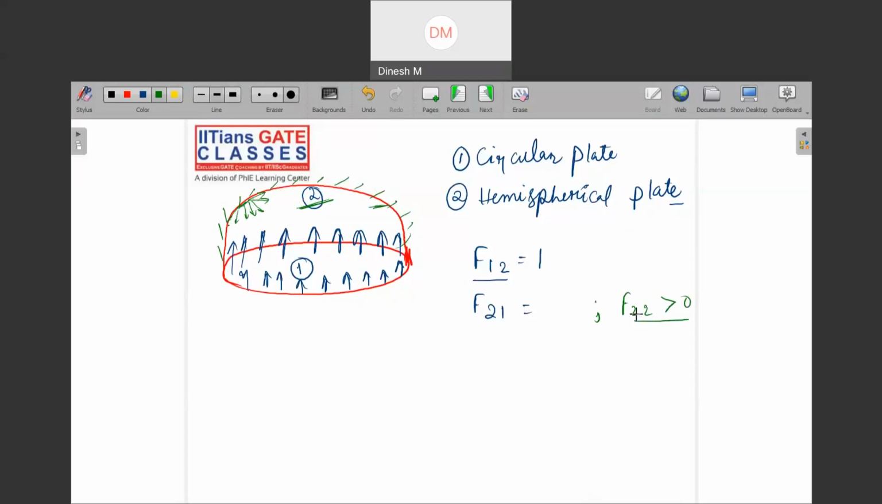So if F22 is greater than 0, then all of it will not reach 1, rather some will reach 2. Then can I say that the F21 value is less than 1? Got the idea? F22 is greater than 0 and its value will obviously be less than 1. I hope you understand the concept of F11, F22 and how to retrieve them.